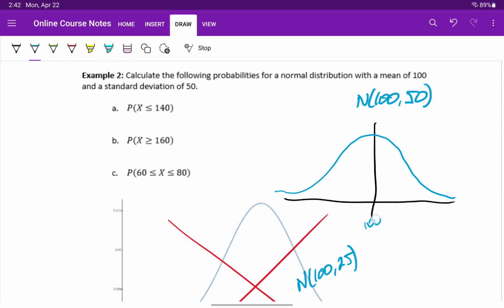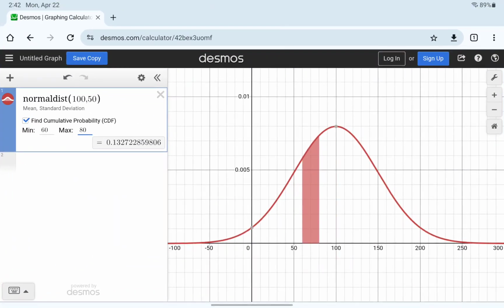So in this case, we have a mean of 100. If I want the probability that x is between 60 and 80, both of those values should be less than my mean. So if I end up with a graph in Desmos that doesn't match that picture, then I've done something wrong in creating this problem, or creating my answer to this problem.